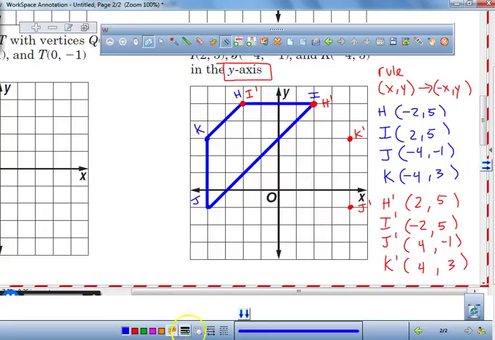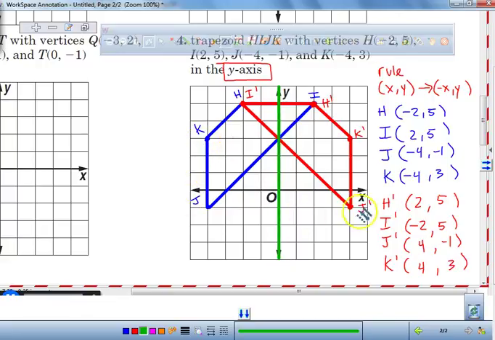And then and only then, what I'd like you to do is connect the dots once again. And hopefully, you can clearly see that this does in fact reflect across what? Across the y-axis. Can everybody see how those points are directly across from the y-axis?